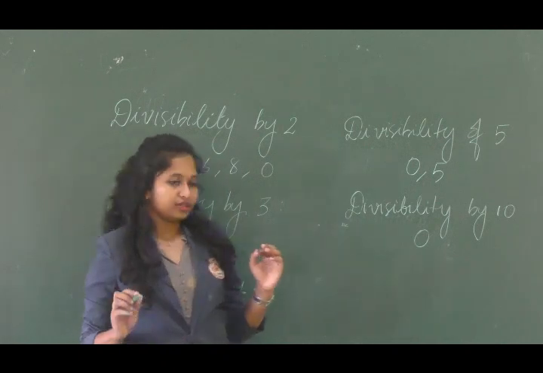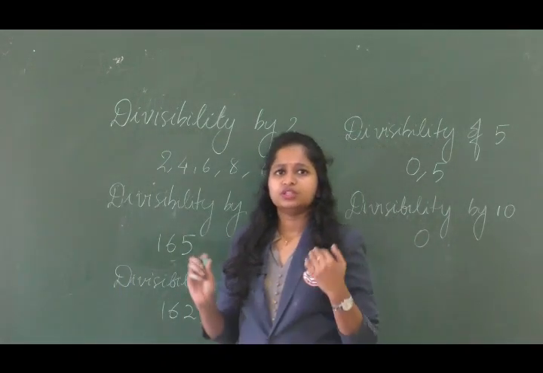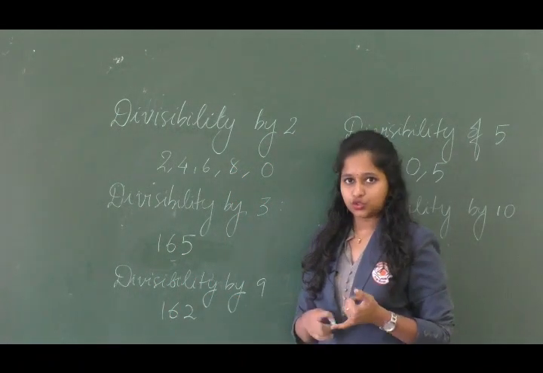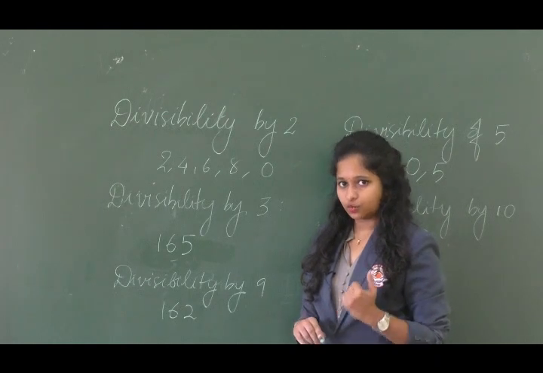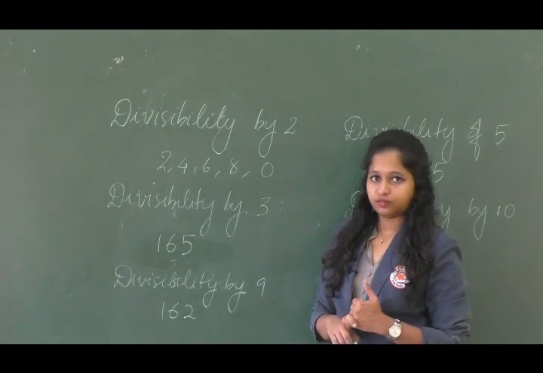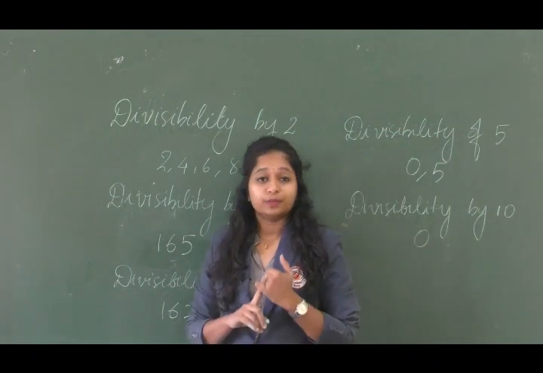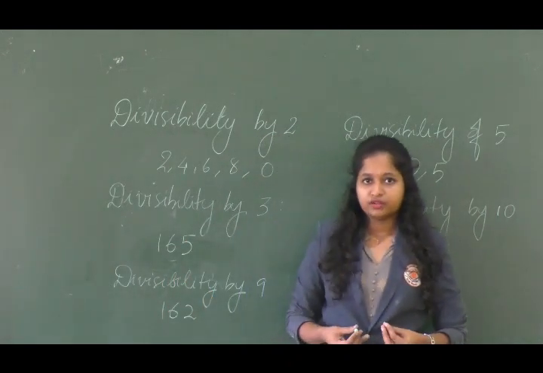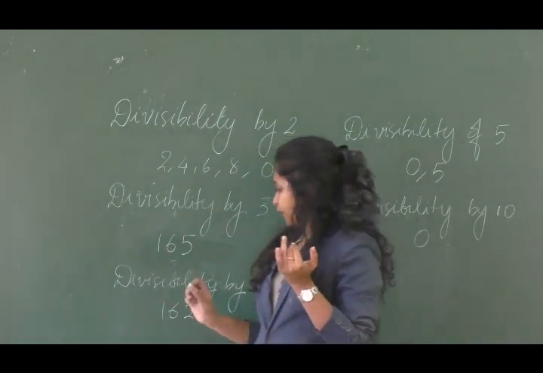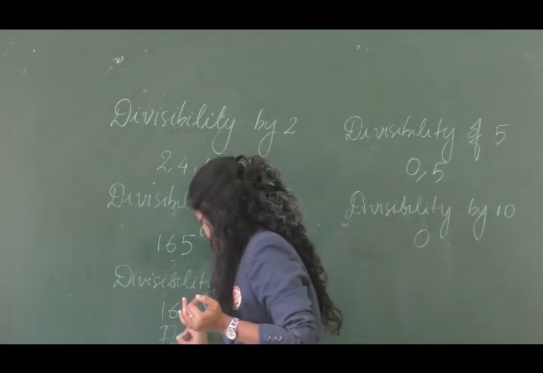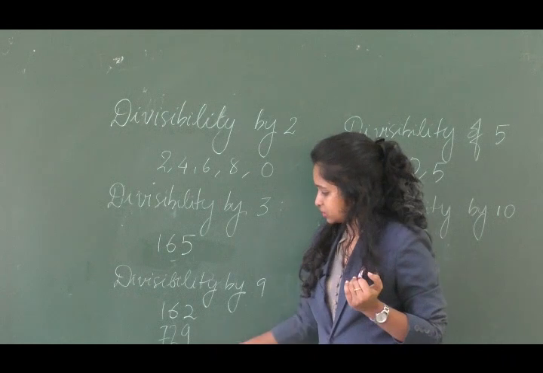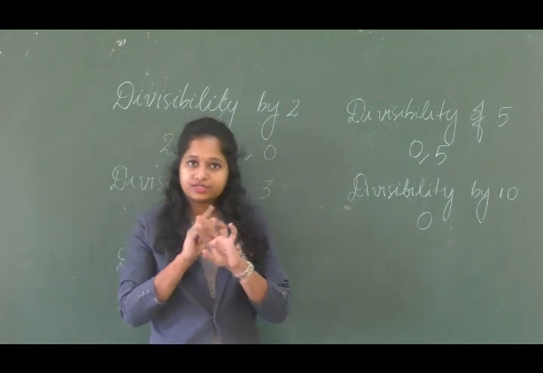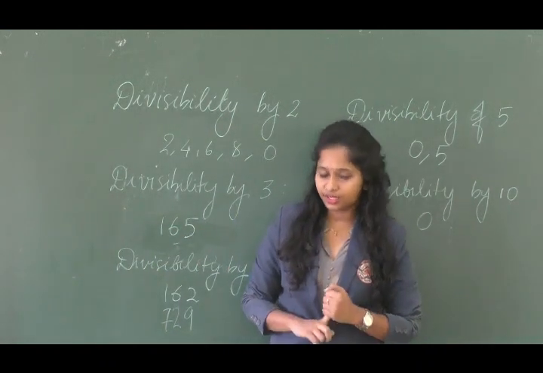Okay? And divisibility of 9 is also similar to that. I have an example of 162. When you add the digits of 162, we get 9. 9 is divisible by 9. Or when you get any number, take that number and you add, for example 729, add all the digits, we get 18. 18 is divisible by 9, so 729 is also divisible by 9.